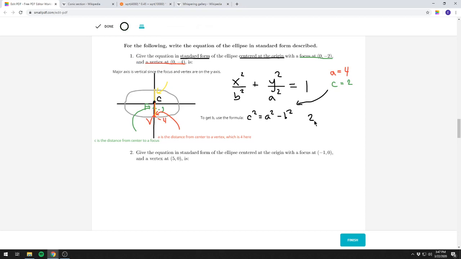We got 2 squared equals 4 squared minus b squared. 2 squared is 4, 4 squared is 16. So I'll just go ahead and write subtract 16. That way I don't have to write too much on here and make it look too weird. So 4 minus 16 is negative 12. Negative 12 equals negative b squared.